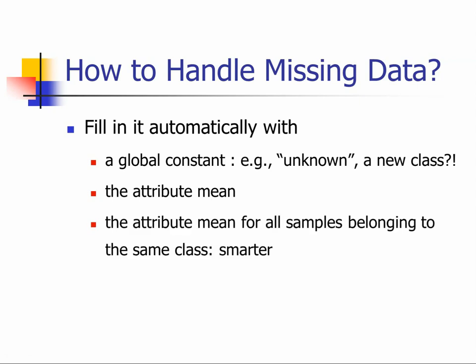The attribute mean for all samples belonging to the same class. So this is going to be similar to the second choice, but this time saying that for all the patients that have diabetes, maybe there's only half of the patients that have diabetes, you use the patients with diabetes to look into the value and then find the average to fill it up. So that's also another way of guessing a more educated value.